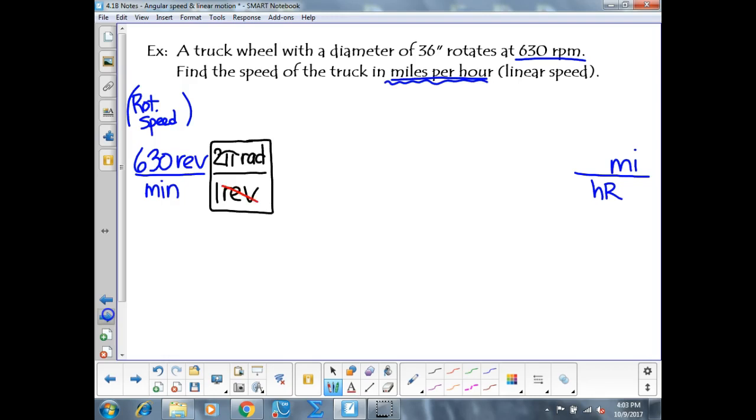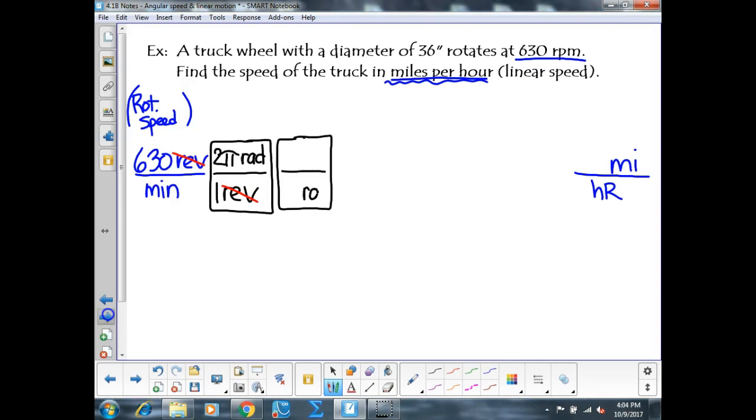If I stopped right here, I would be calculating my angular speed. But I don't want to stop right there. I want to keep going. So now that I have angular speed, now I can go and convert to linear speed. Now when I think about going from angular speed to linear speed, I want to cancel the unit of radians.